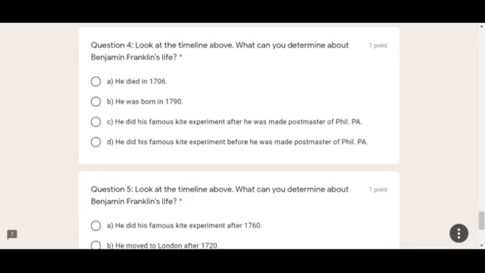Question 4. Look at the timeline above. What can you determine about Benjamin Franklin's life? A, he died in 1706. B, he was born in 1790. C, he did his famous kite experiment after he was made postmaster of Philadelphia, Pennsylvania. D, he did his famous kite experiment before he was made postmaster of Philadelphia, Pennsylvania.